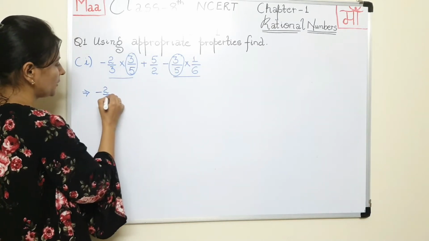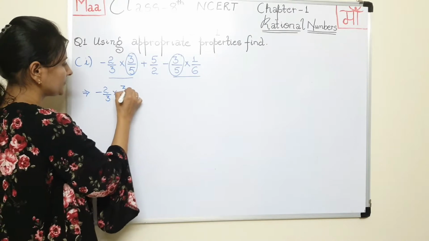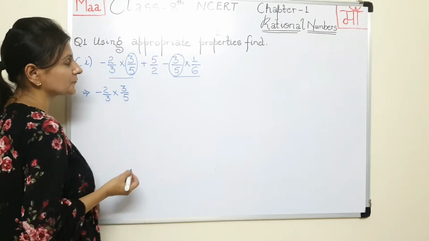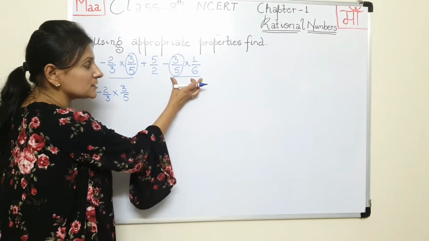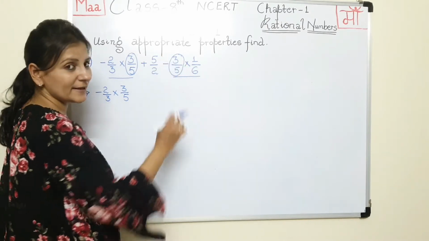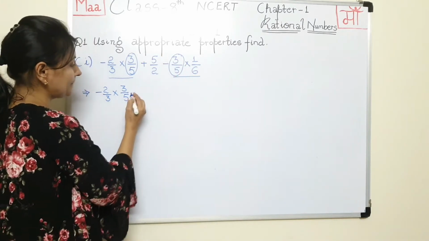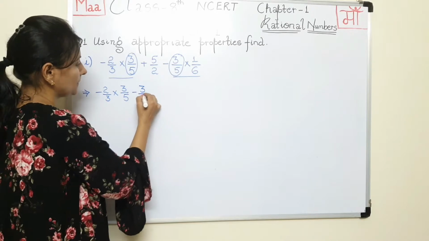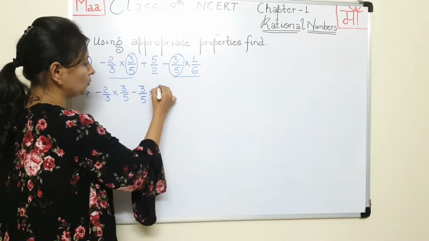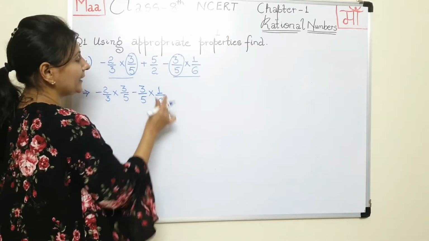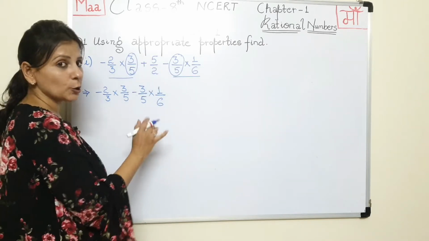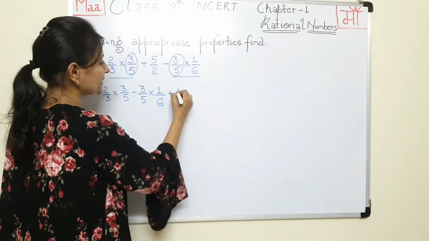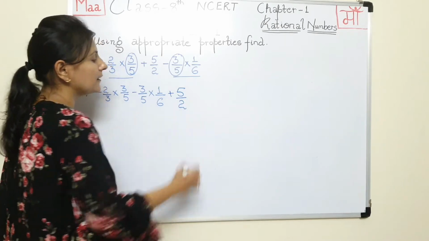So minus 2 upon 3 multiplied by 3 upon 5. First of all, I have written this. Then these two terms which have a multiplication sign with them, I am transferring here: minus 3 upon 5 into 1 upon 6. And this plus 5 upon 2 will be kept separate at the last.